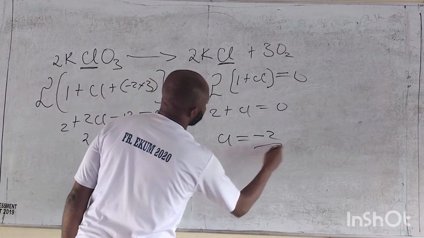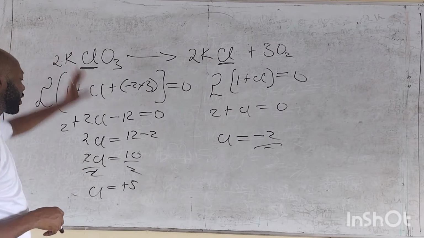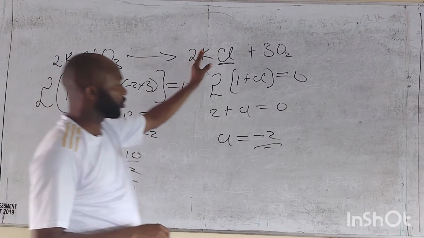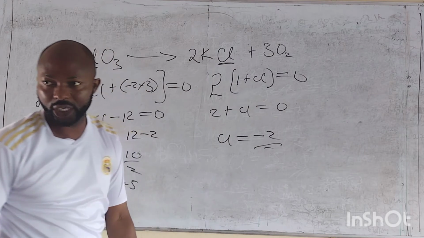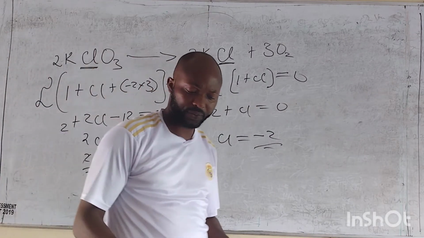And here is this. So what happens here? The oxidation number of chlorine here is plus 5. The oxidation number of chlorine here is minus 2. It reduces. So in this case, reduction takes place.